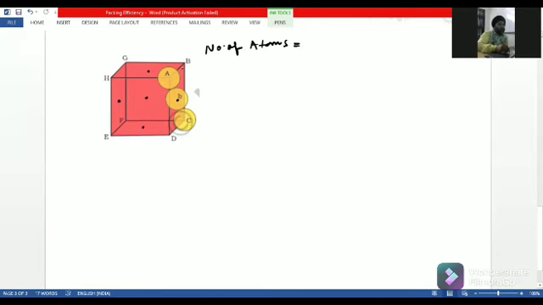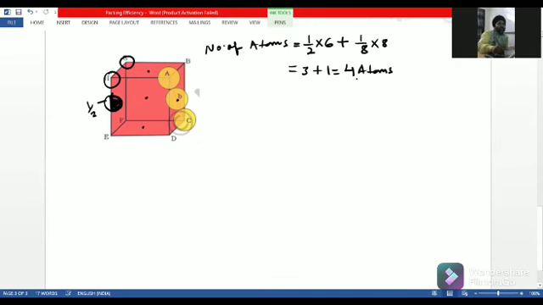So in a cube, there are a total of 6 faces, but this face-centered atom is contributing only half part of it in the unit cell. So half multiplied by 6, because there are 6 faces. And 1/8 multiplied by 8, because 8 atoms are present at the corners also, and they are contributing only 1/8 part. So we are going to get 3 here and 1 here. So a total of 4 atoms are present in the face-centered unit cell.